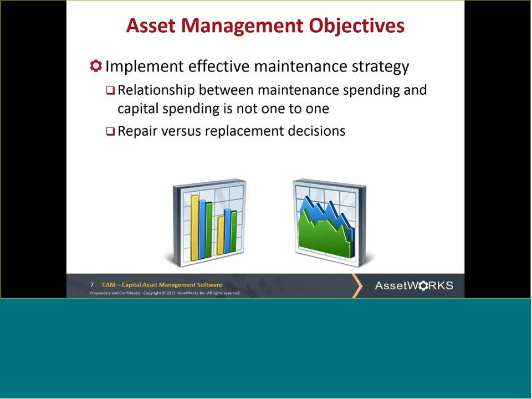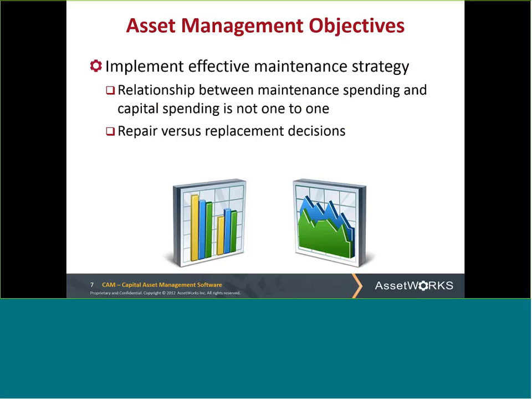The other thing we want to do is be able to implement effective management strategies. There is a relationship between capital spending and maintenance spending, but it's not one-for-one. Many decision makers think that if they don't give you $1 million in capital, they'll save $1 million in maintenance. Well, that's not necessarily the case, as we all know. There are upfront costs and then there are ongoing operating costs. But we need to understand what those decisions and impacts are, and what the cost is over the long run.